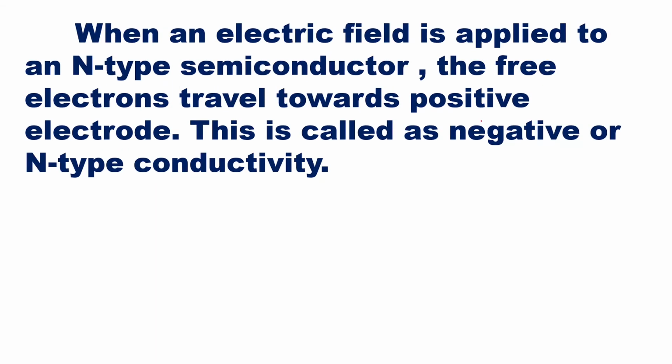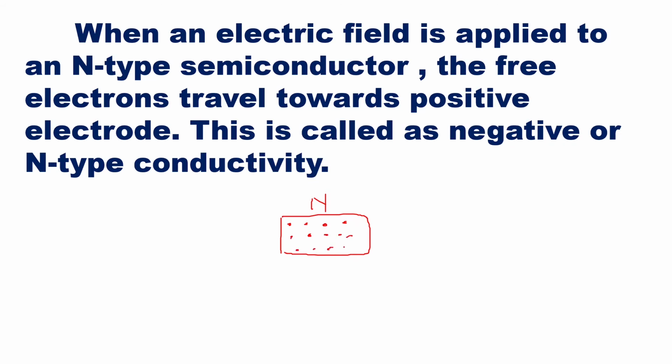When an electric field is applied to N-type semiconductor, the free electrons, which are the majority charge carriers, travel towards the positive electrode. This is called negative or N-type conductivity. So here, this is your N-type semiconductor in which the majority charge carriers are electrons. These are electrons.